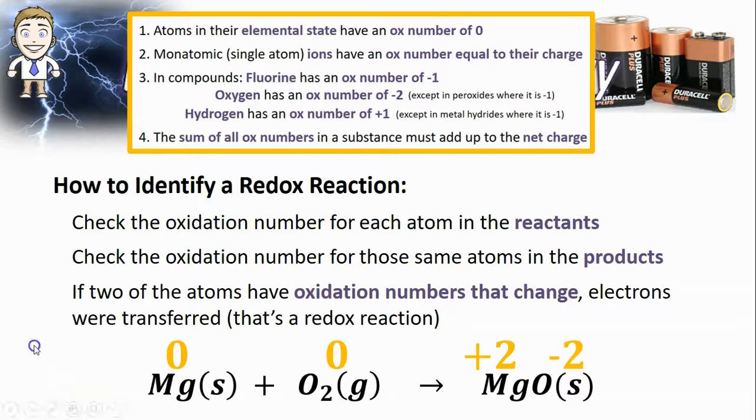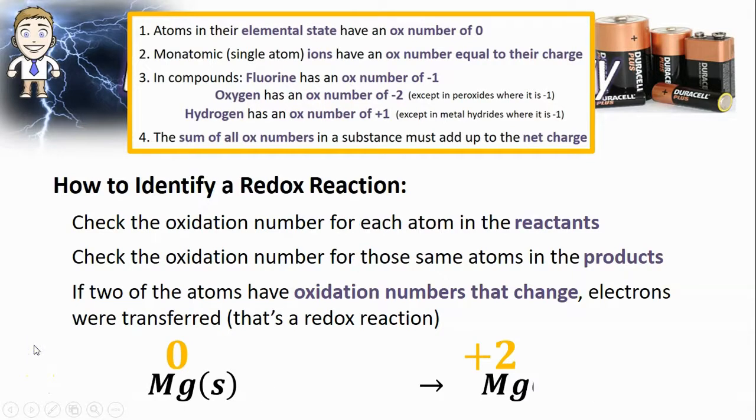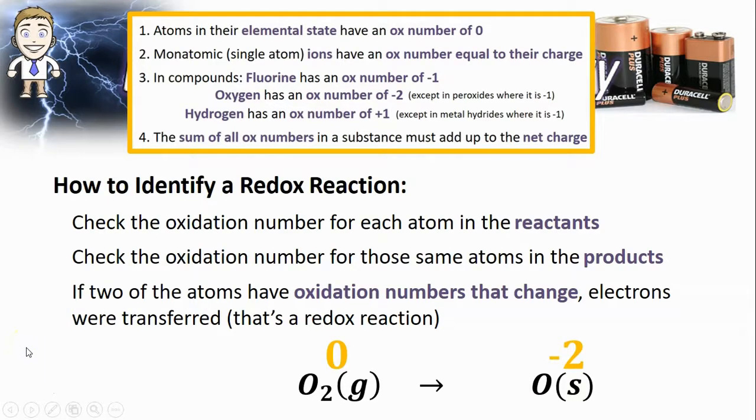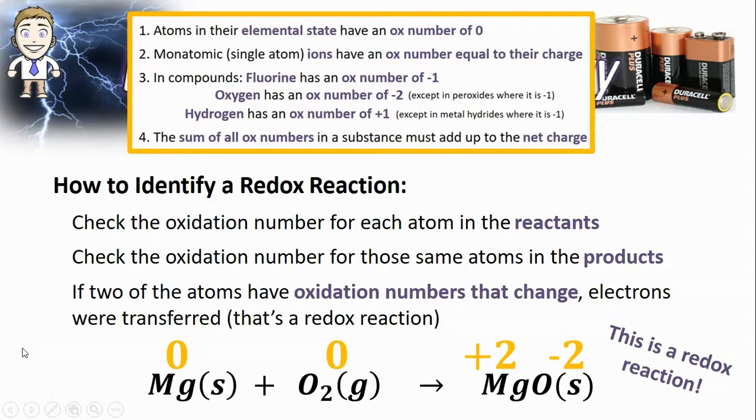So to make this easier to spot, let's cover up the oxygens. You can see that the Mg goes from 0 to +2. The only way that change in oxidation number can happen is if electrons were transferred. You'll see it with the oxygens also going from 0 to -2. Electrons must be transferred to make this happen. Since the oxidation numbers are changing, this is a redox reaction.